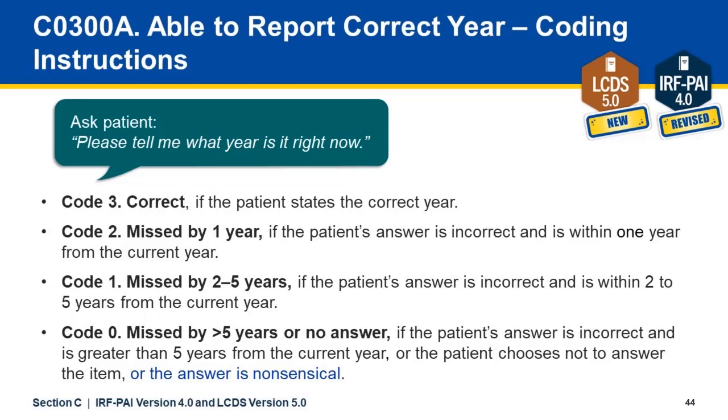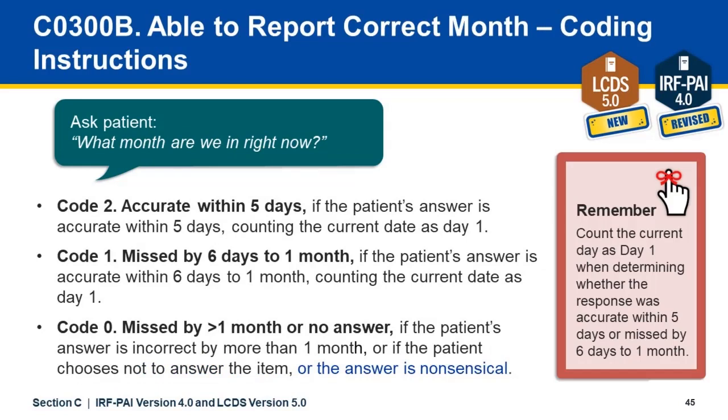Code 0, missed by greater than 5 years or no answer, if the patient's answer is incorrect and is greater than 5 years from the current year, or the patient chooses not to answer the item, or the answer is nonsensical. Then you can ask the question for C0300B, able to report the correct month. So ask the patient, what month are we in right now?